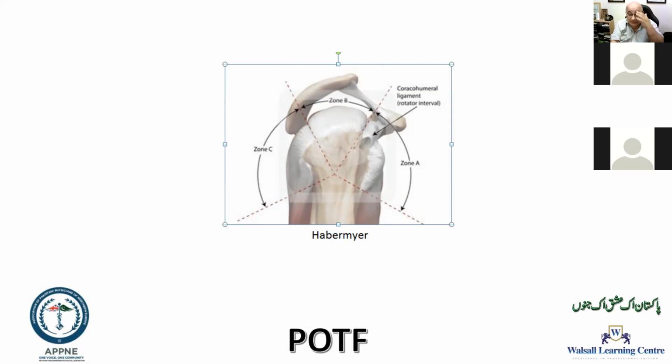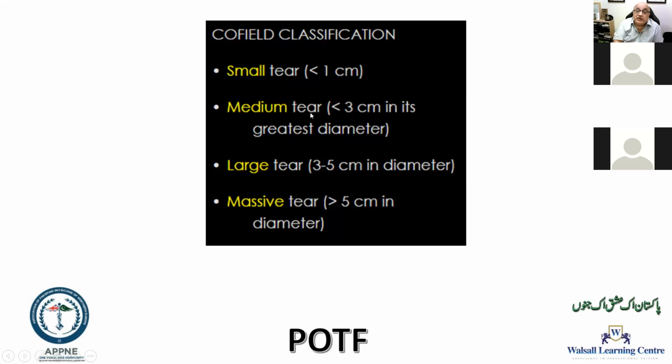Okay, so you do an ultrasound or an MRI scan to tell you where the tear is, and you need to anatomically localize the tear, and you need to know how retracted it is. And after that, you do a classification, which will tell you that your tear is less than 1 centimeter, more than 3 centimeters, between 3 and 5 centimeters, and more than 5 centimeters.